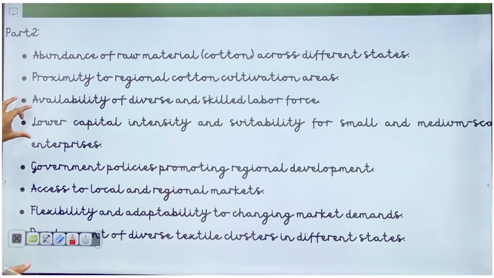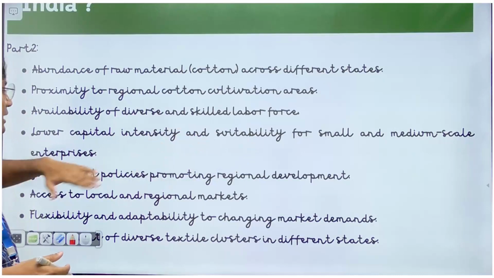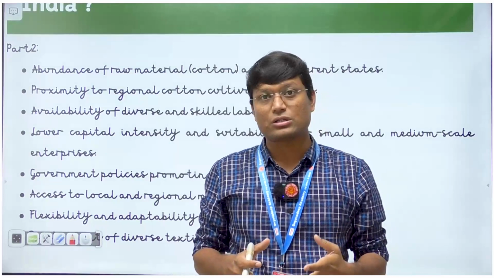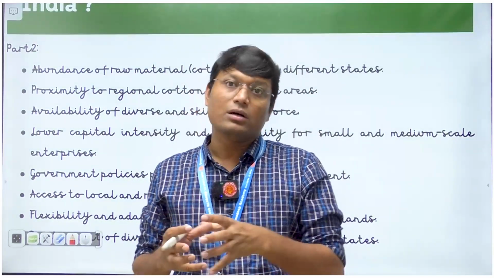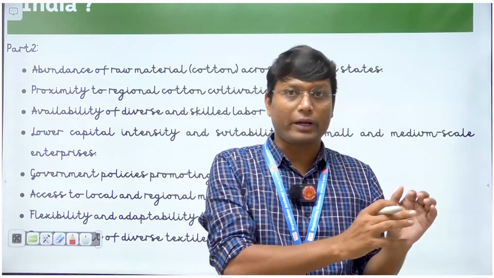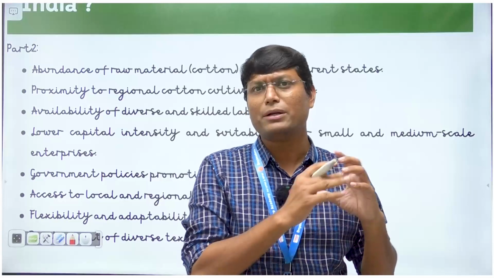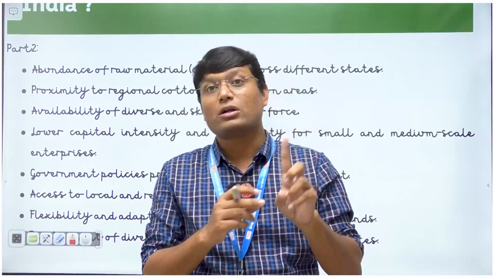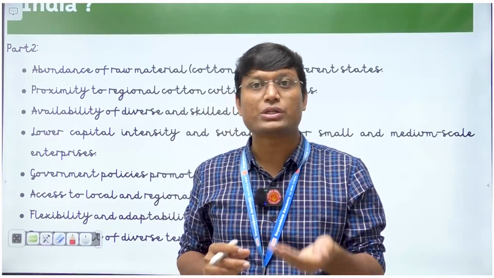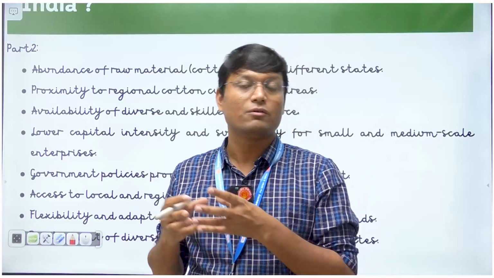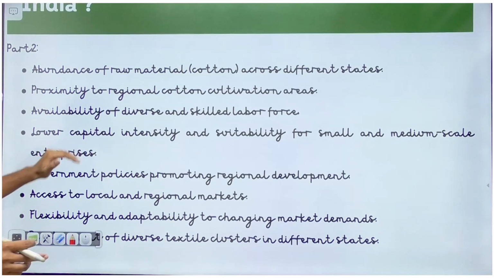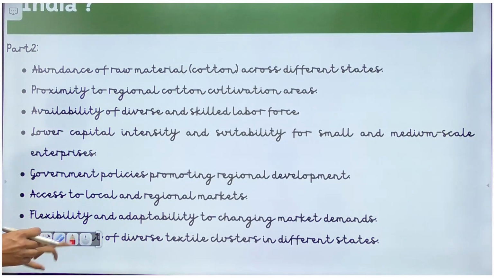Lower capital intensity and suitability for small and medium scale enterprises, that is one more factor which is responsible for decentralization, right? If it required a lot of capital, then it would have been located in very particular pockets, very urban pockets, or very metro pockets, right? But we find cotton textile industry in Kanpur, which is a tier 2 city, right? And in such tier 2 cities, financial capital is very less. Even then we have cotton textile industry, because it does not demand such an abundant amount of capital.